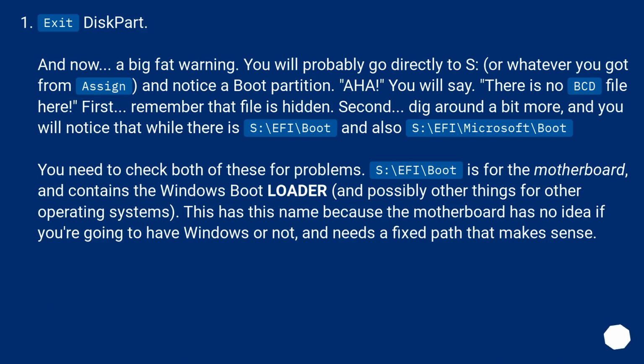You will probably go directly to S, or whatever you got from assign, and notice a boot partition. Aha! You will say, there is no BCD file here. First, remember that file is hidden. Second, dig around a bit more, and you will notice that while there is s:/efi/boot, and also s:/efi/microsoft/boot, you need to check both of these for problems.